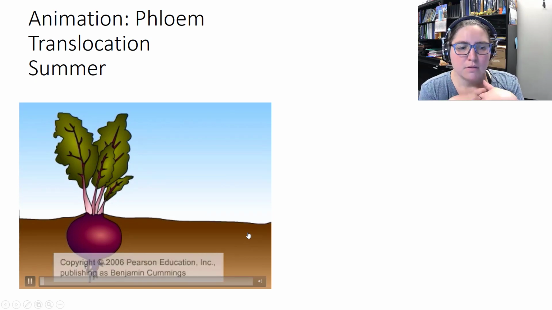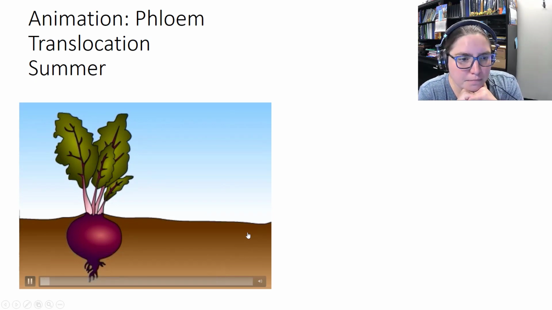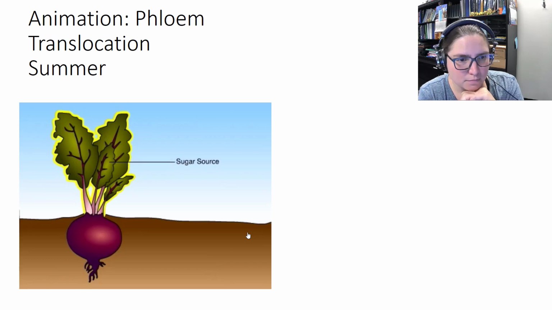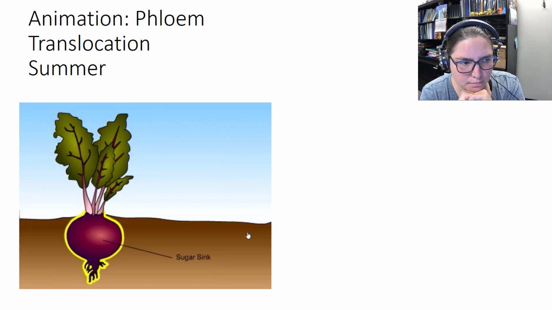It's summer, and this plant's leaves are making sugars that are being stockpiled in its taproot. A tissue called phloem transports the organic products of photosynthesis throughout the plant in a solution called phloem sap. This process is called translocation. In the summer, which part of the plant is the sugar source? The leaves are the sugar source, producing sugar via photosynthesis. Since the taproot is storing sugars, it is the sugar sink.